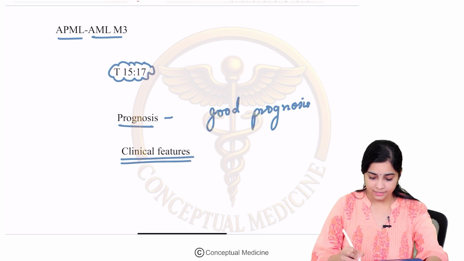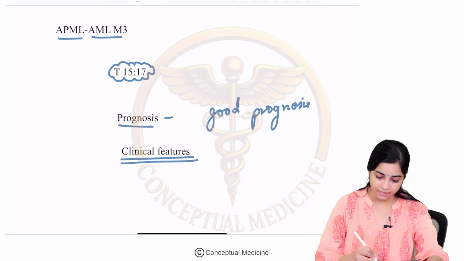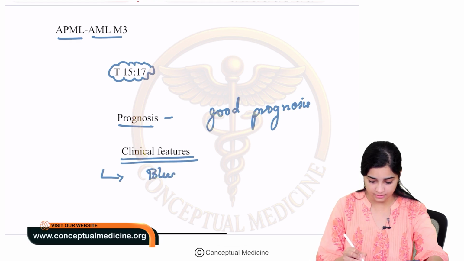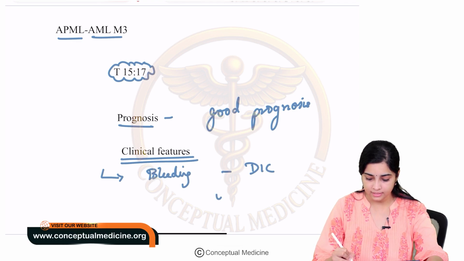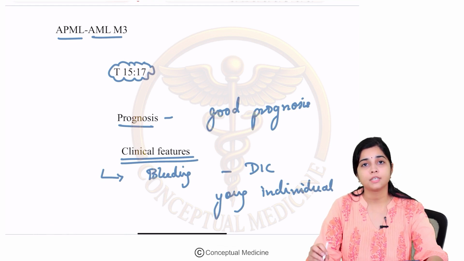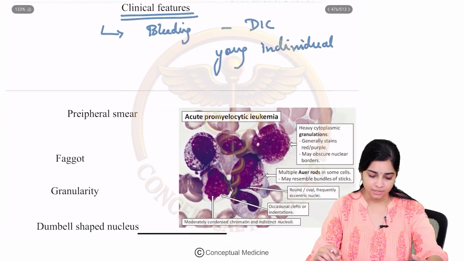So what are the characteristic clinical features which an APML patient is going to present? The APML patient is going to present with bleeding manifestations, predominantly bleeding manifestations because of DIC in a young individual. Okay, so bleeding manifestations with DIC in a young individual, you have to think of APML.